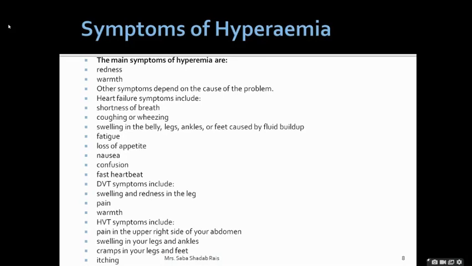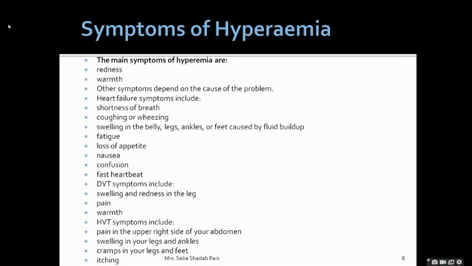Then deep vein thrombosis, which includes swelling and redness in the leg, pain, warmth. Then hepatic vein thrombosis symptoms include pain in the upper right part of your abdomen, then swelling, cramps, itching, etc. Now, I hope hyperemia is clear to you.